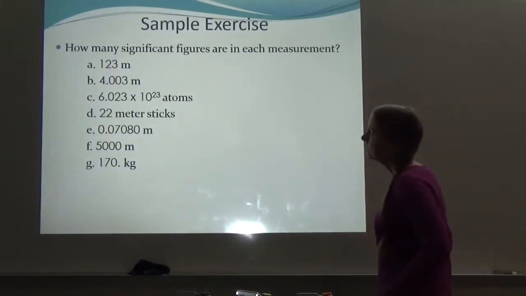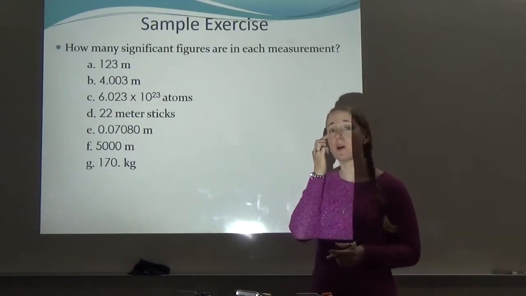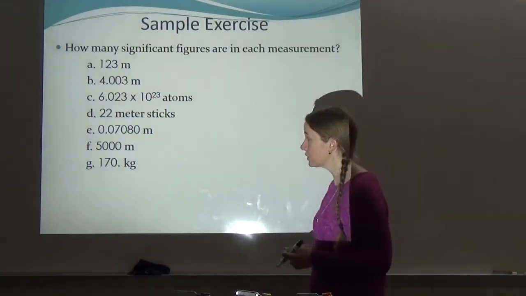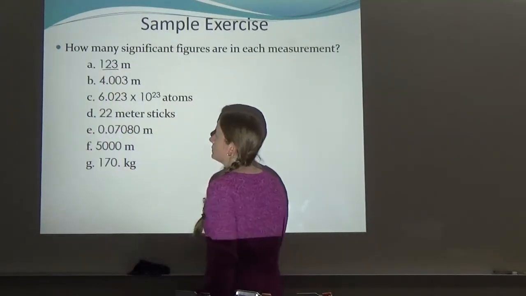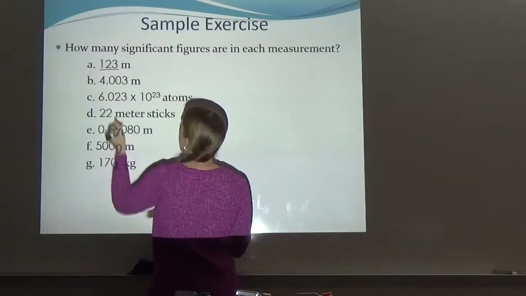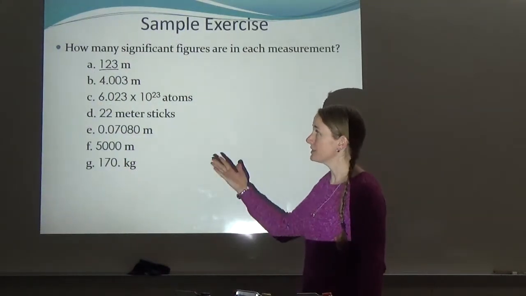So let's look at some. It says how many significant figures are in each measurement. If you want, you're more than welcome to pause this and try it before I show you the answers. So in the first one, all of them are not zeros, so all 3 of them are significant. Remember, anything that's not a 0 is always significant. So that one's super easy.